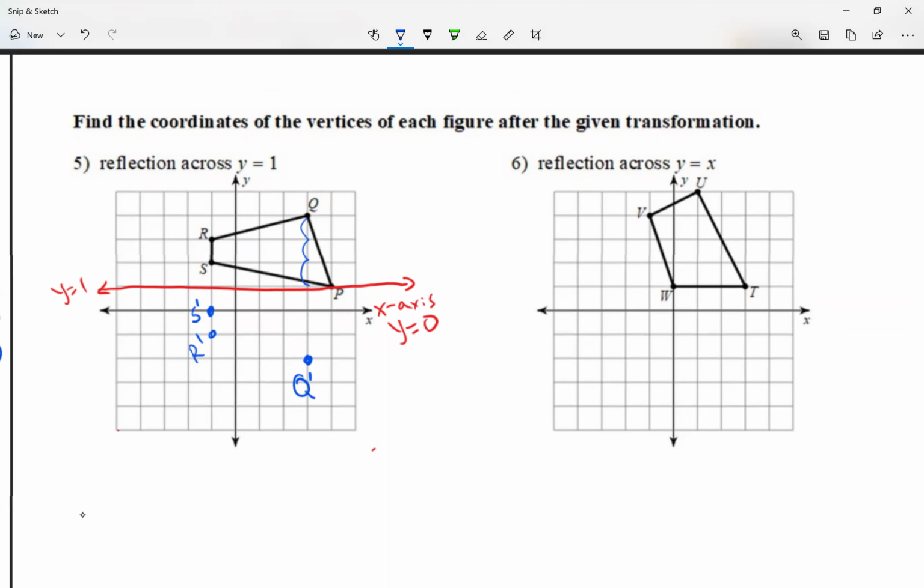Now my point P and point P prime are the same thing. When a point is on the mirror line, it reflects to itself because it's 0 points up and 0 points down. I can connect my corners and I can see my picture looks the same. It looks flipped.